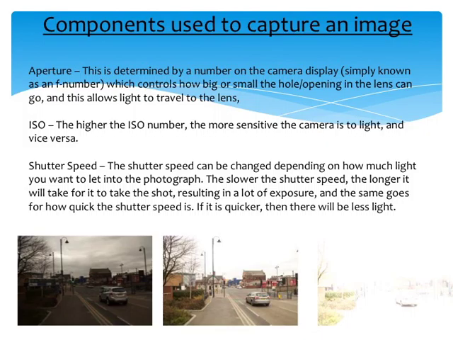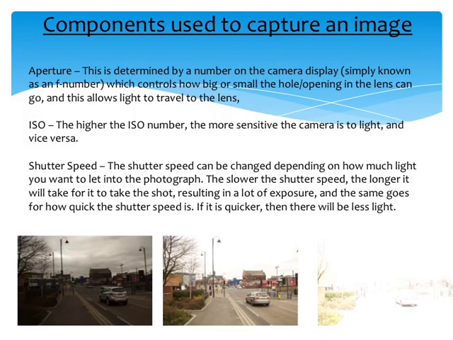The ISO is the higher the ISO number, the more sensitive the camera is to light. So if you have a high ISO, there will be a lot of light let into the shot, and vice versa. If the ISO number is lower, the less sensitive the camera is going to be to light, so you will get a darker shot in comparison.